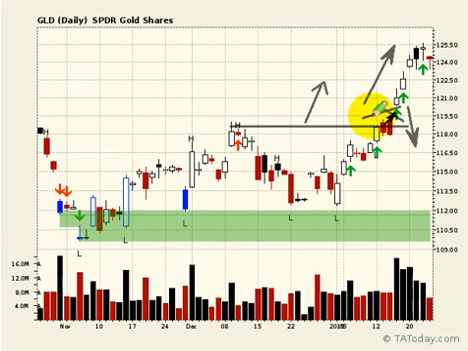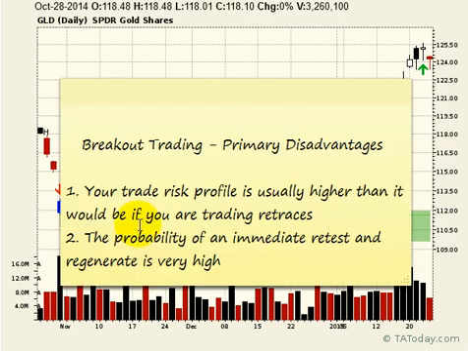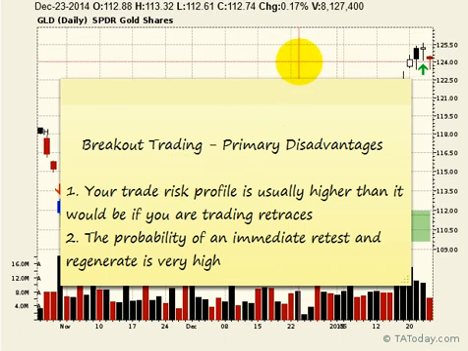And what we want to look at is what are those cases where it does break out and just keep going, and what are the cases where it's probably going to come back, because naturally you want to buy this breakout if it's going to keep going, and you don't want to buy this breakout if it's going to come right back. So let's talk about the advantages and disadvantages of a breakout trade. If I think about the primary disadvantages, there's really two. One is your trade risk profile is usually higher than it would be if you are trading retraces.